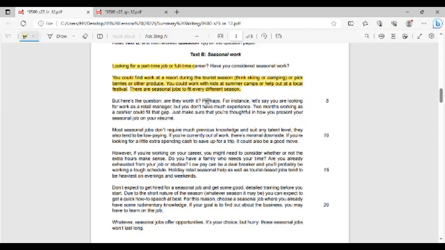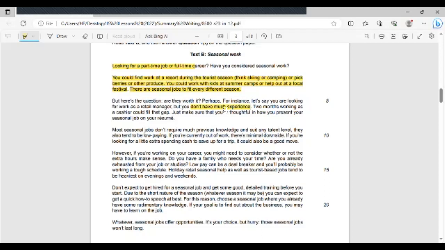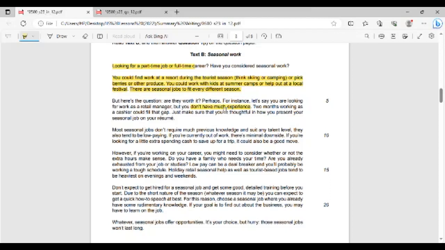But as the writer goes on, the writer gives us instances. The writer says that if you're looking for work as a retail manager and you don't have much experience, 2 months on a seasonal job as a cashier could help you. So it means that an advantage of seasonal jobs is that they don't require experience. That's the fourth advantage. So you see that so far, we've been identifying advantages. Though when we get to paragraphs that have the disadvantages, we would also point them out. So you then have another fourth point, that seasonal jobs don't require experience.